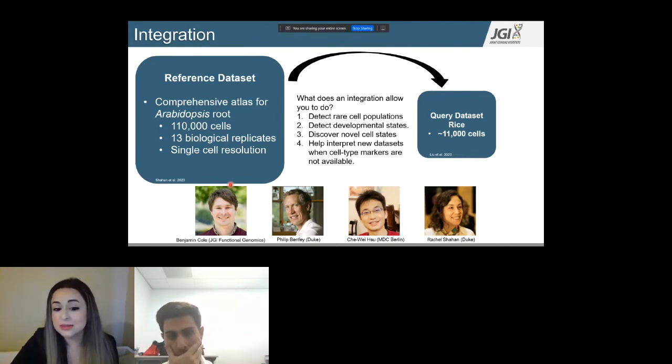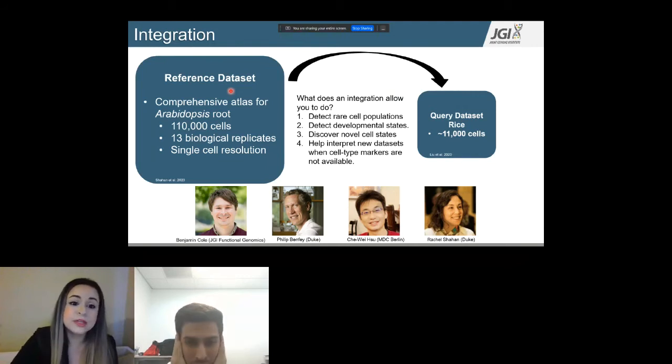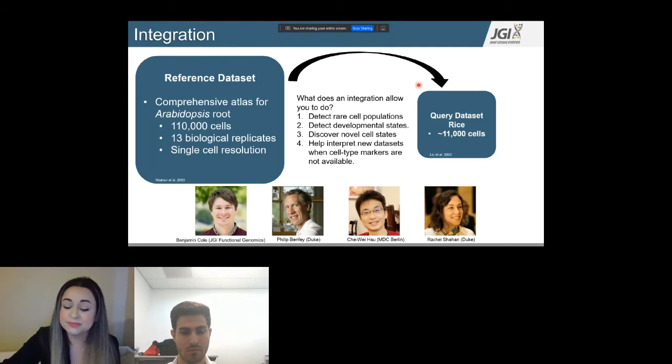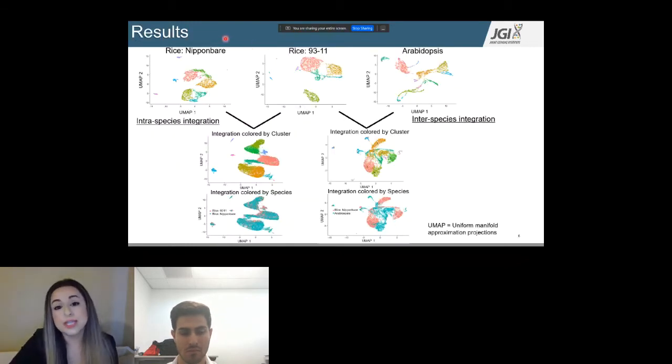One of my mentors this summer, Benjamin Cole, and his colleagues created a reference data set for the Arabidopsis root last year. It has single cell resolution, so we integrated the Liu et al. rice data set to that reference data set, and this allowed us to transfer information from the reference to the query. Our goal is to perform 2 types of integration: an intra-species integration between 2 different types of rice, and an interspecies integration between rice and Arabidopsis.